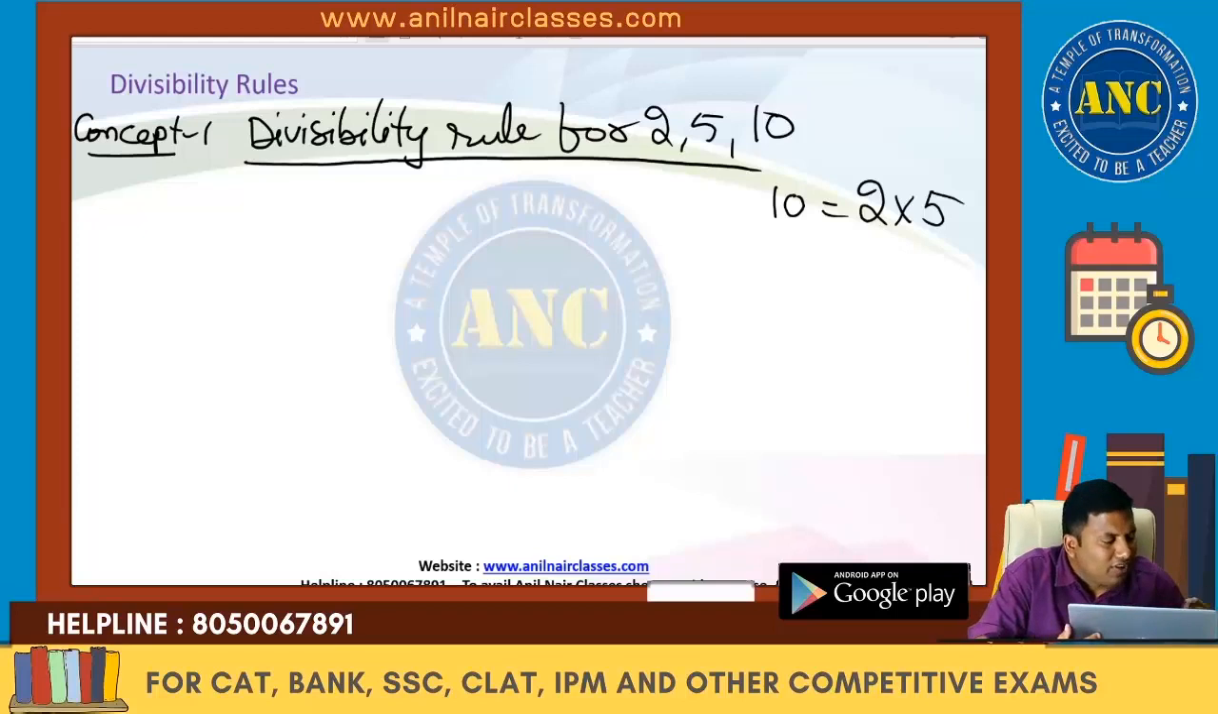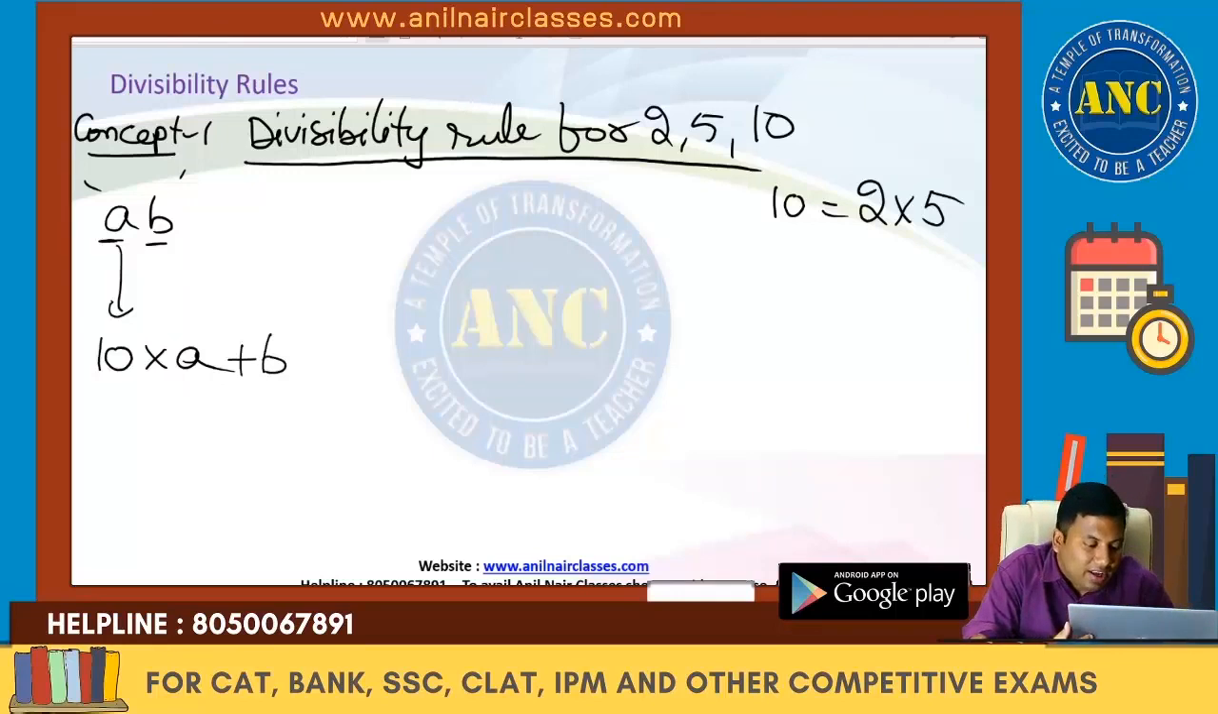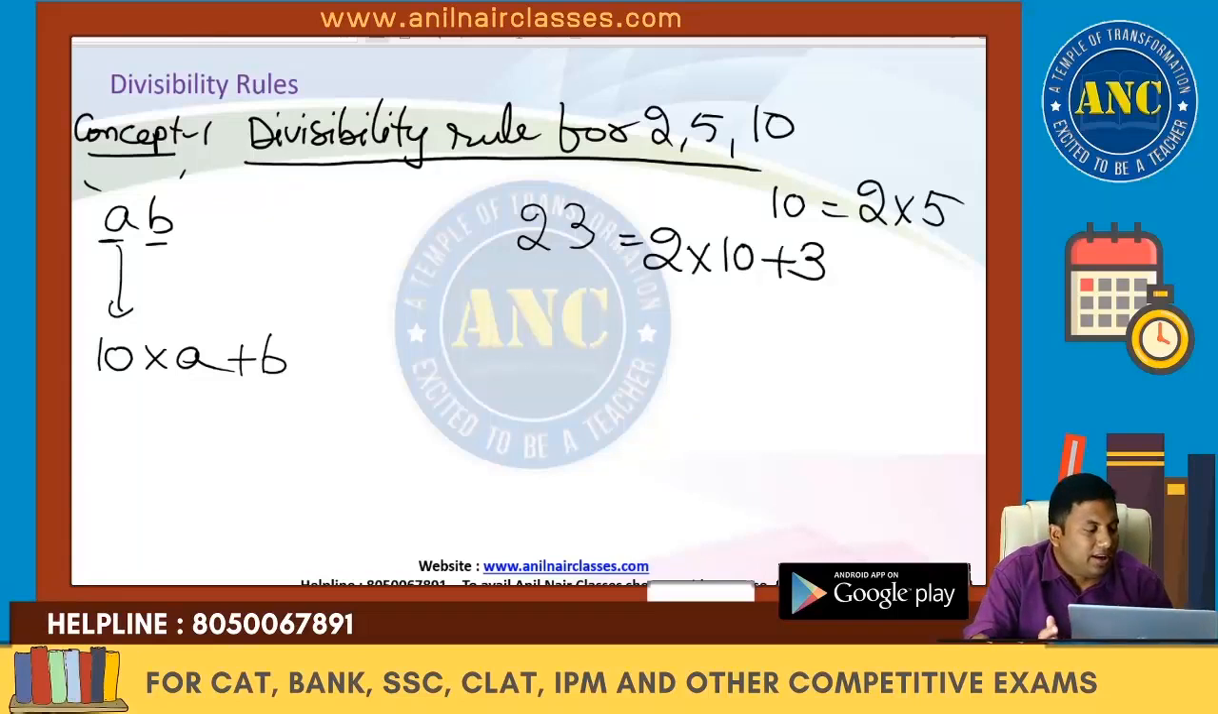Divisibility rule for 2, 5 and 10. First we will take a 2-digit number. Let there be a 2-digit number AB. B is there in the units place, A is there in the tens place. So the value of A will become 10 into A, because A is in the tens place. This can be written as 10A plus B. Am I right? For example, 23: 2 is in the tens place, so the value will become 2 into 10 plus 3. Am I right? 10A plus B.